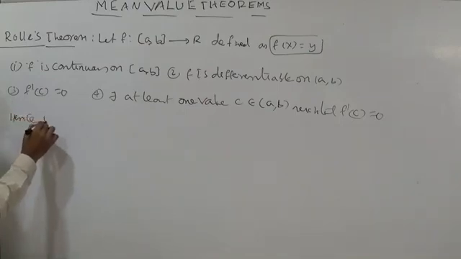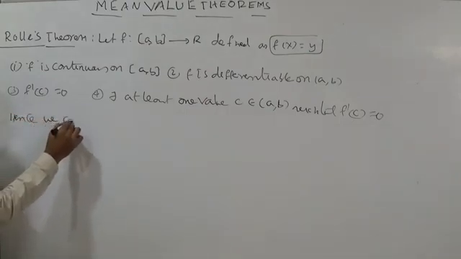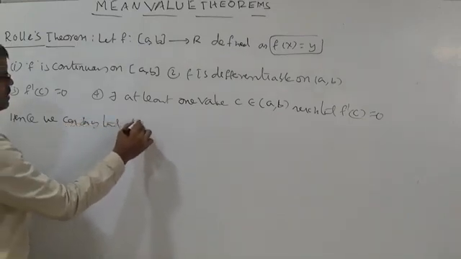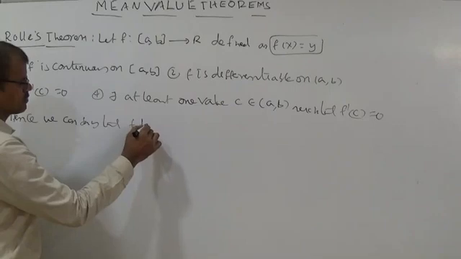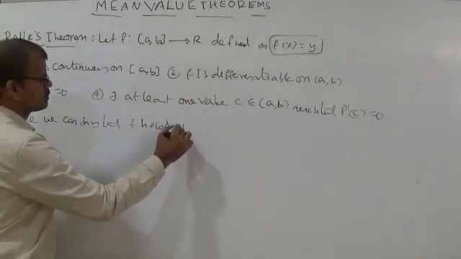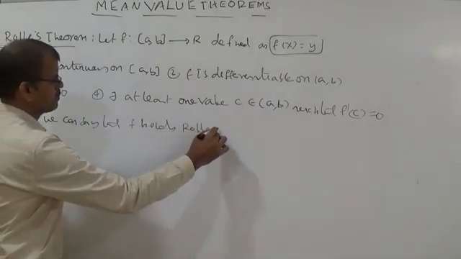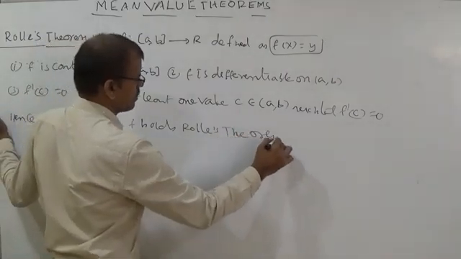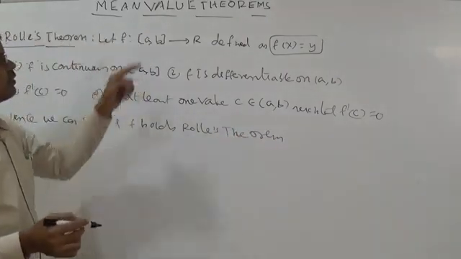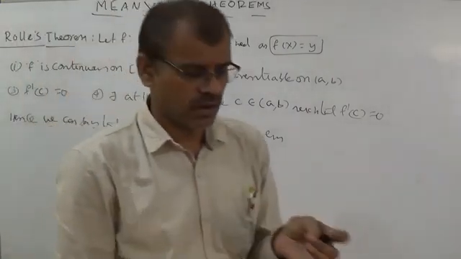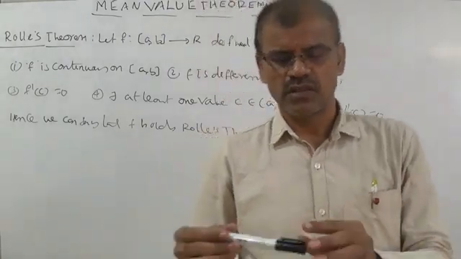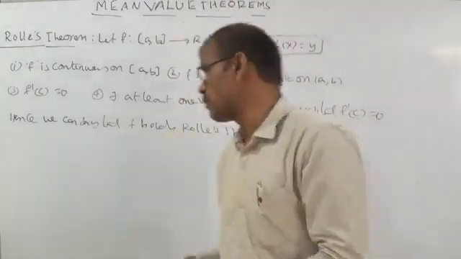that f holds Rolle's theorem. So f is a function which is defined from closed interval a comma b to R, defined as y equal to f of x. It means simply a function, whether it may be a curve also.